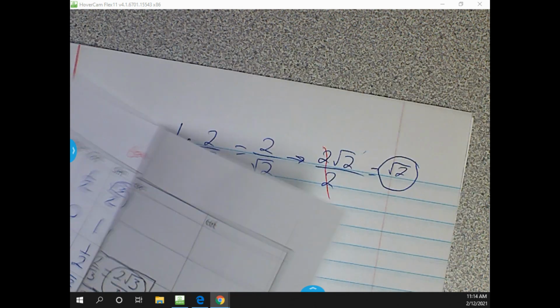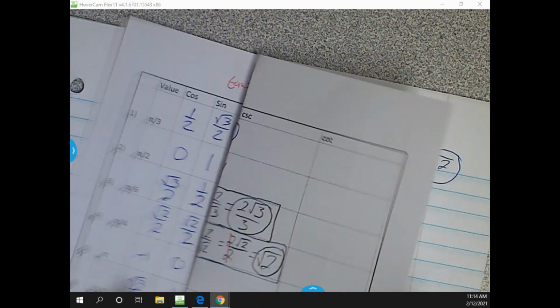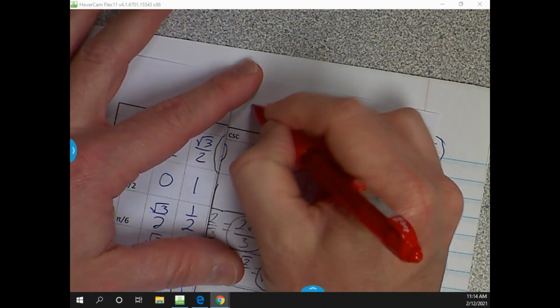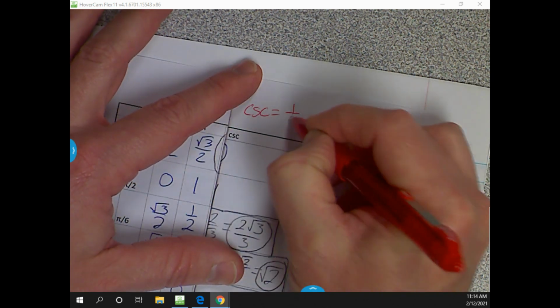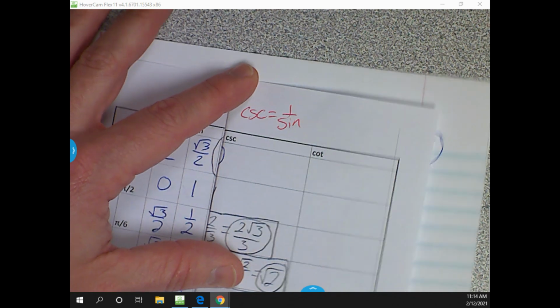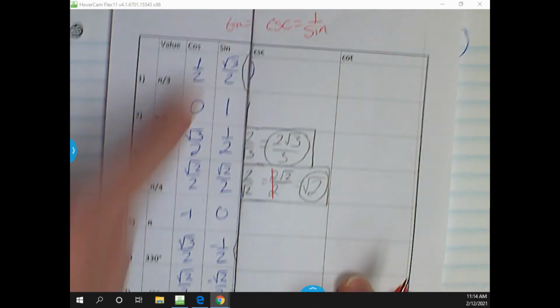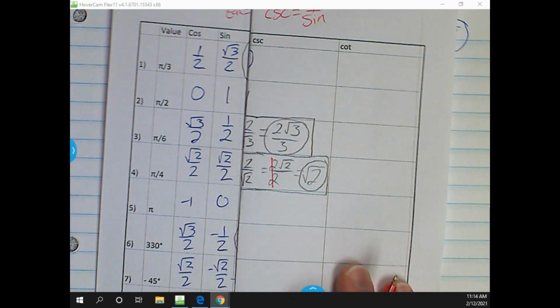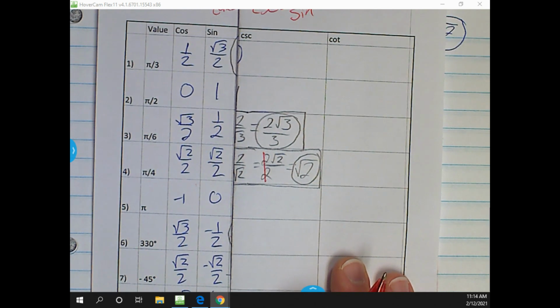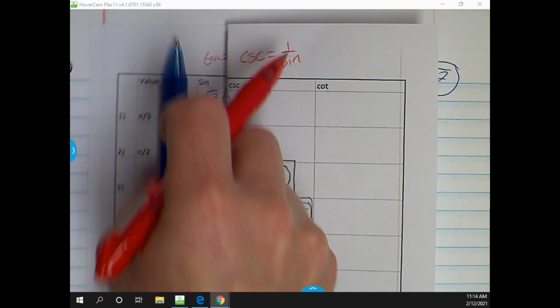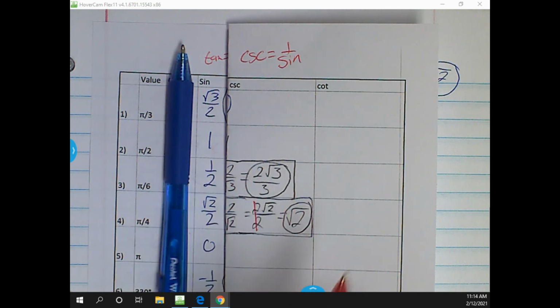And then here's the question, though. Because cosecant is 1 over sine, are there any new numbers in sine that's not in cosine? There's not, right? Because remember, you switch up the order. So when we go to do 1 over sine, we'll just cover that one up for a second.